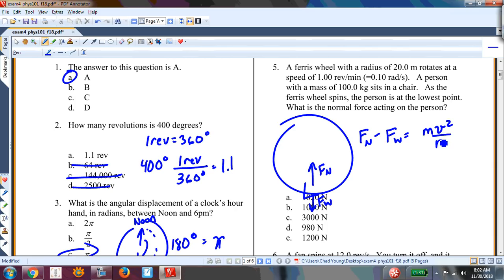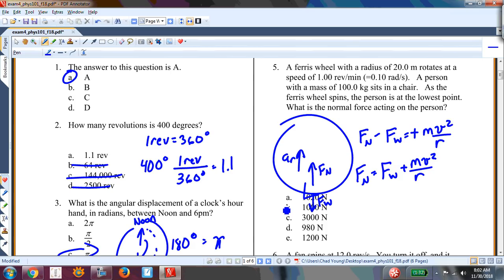The sum of the forces equals ma. And we need to recognize that my acceleration is in that direction, my centripetal acceleration. So this is a positive value. If the person was at the top, I would know that the acceleration will be downward because acceleration is always center seeking, centripetal acceleration. So I solve this for Fn, that's Fw plus mv squared over r.